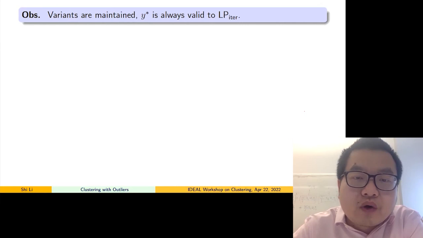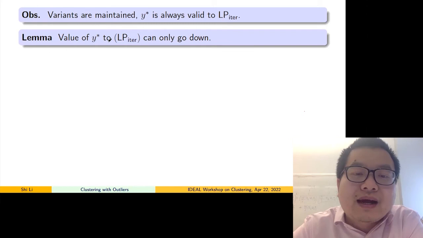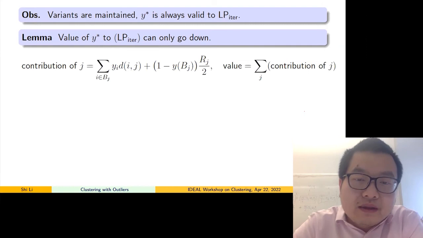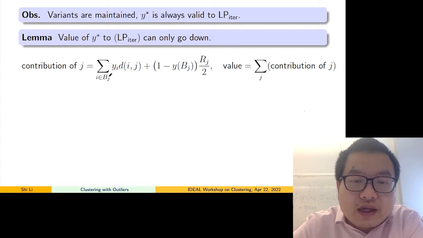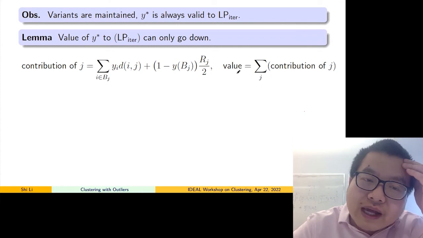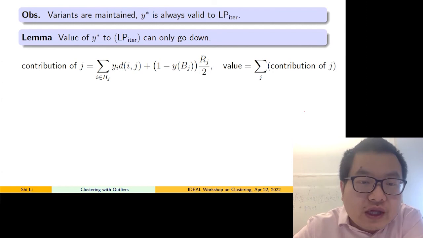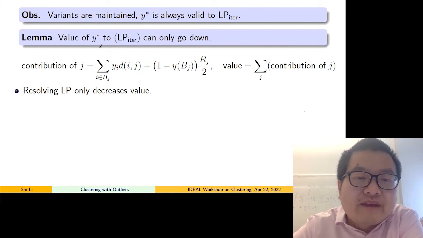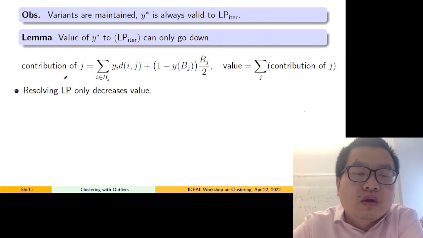Okay, this can be seen from a more general lemma that says the value of Y star to this LP can only go down. Okay, so why is this the case? Remember, in the LP, the contribution of J is defined as follows: sum of i in Bj, Yi Dij, plus 1 minus Bj times Rj over 2, and the value of Y star to the LP is the sum of the contribution of J over every J. So if we try to resolve the linear program, then the value can only decrease, because Y star will be the new optimum solution to the LP. So the value can only decrease.